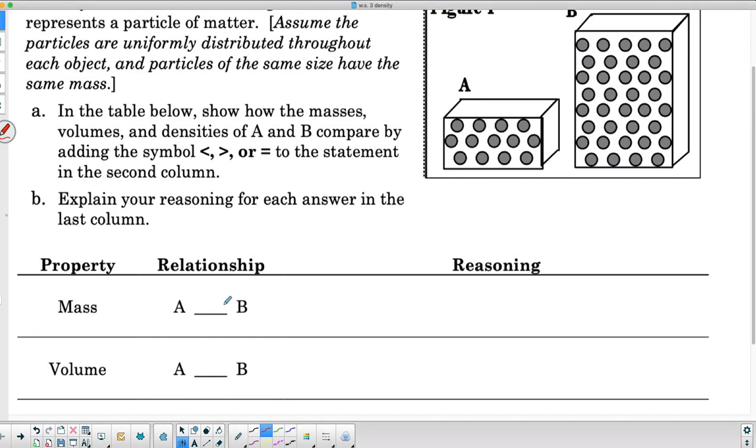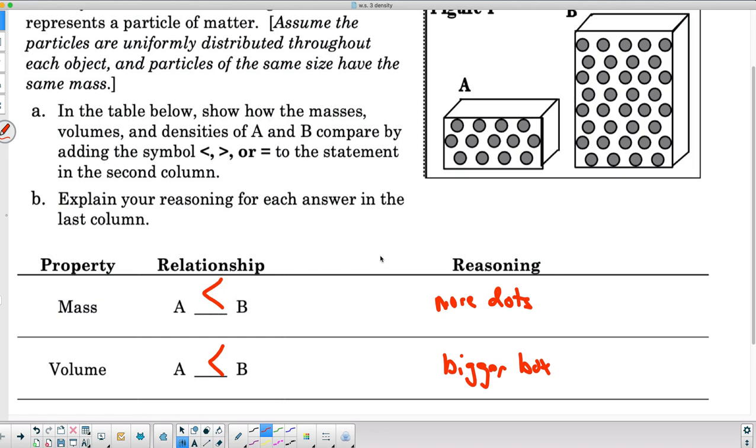So when we're talking about the relationship between A and B, then of course B is bigger. And the reasoning is, of course, there's more dots. And that's pretty obvious. Volume, we're talking about A and B, and again, B is definitely a bigger box. So it's just a bigger size. There's no confusion about that. Now the question comes down to density. Now if you remember, density equals mass divided by volume.